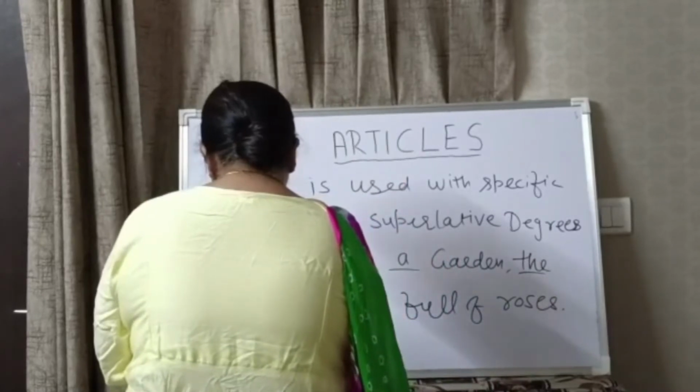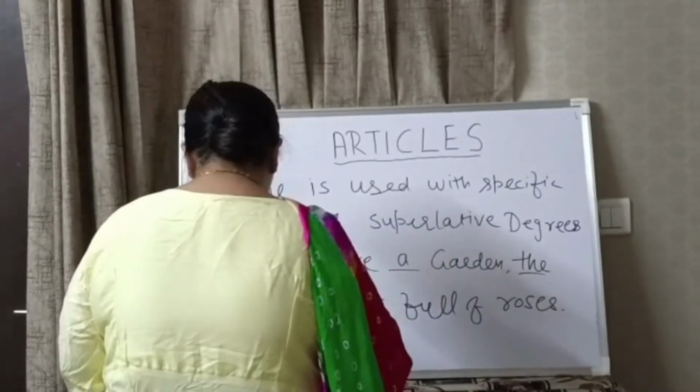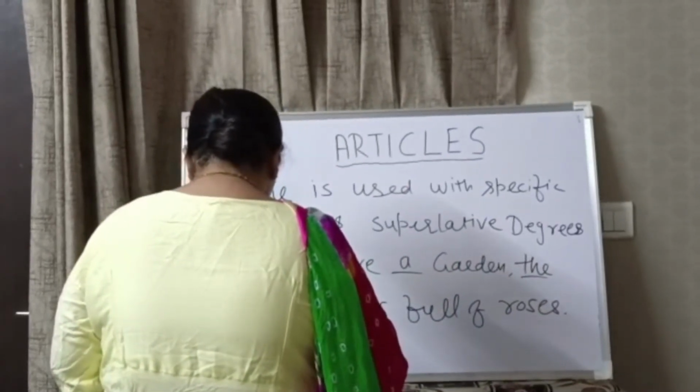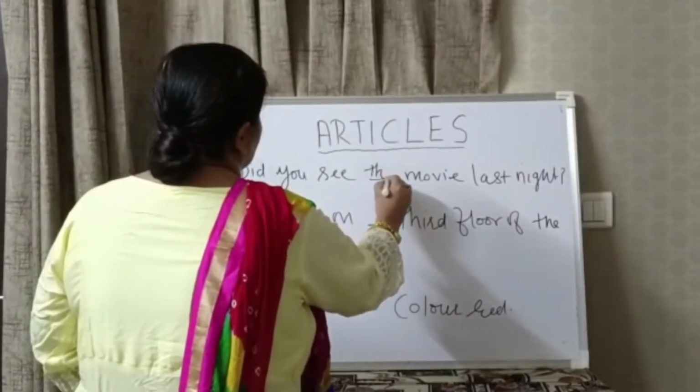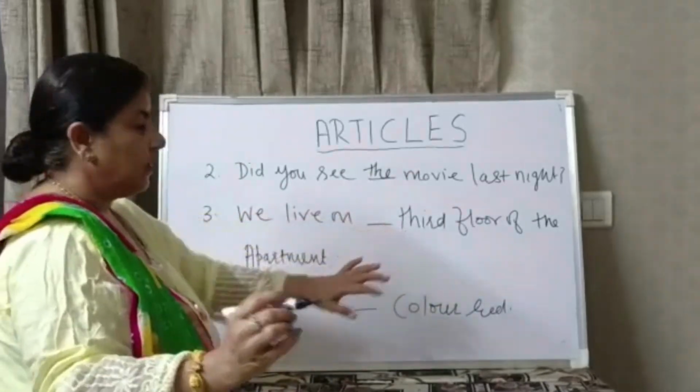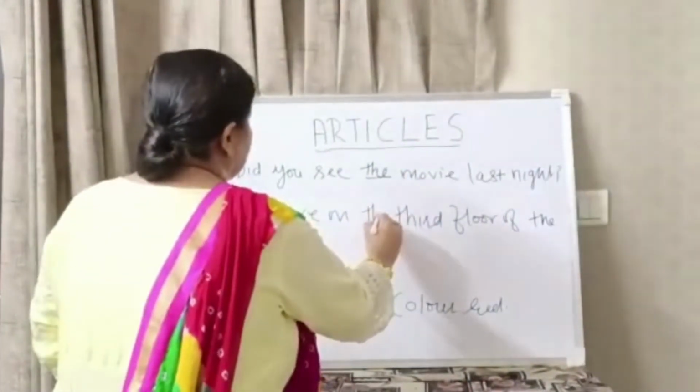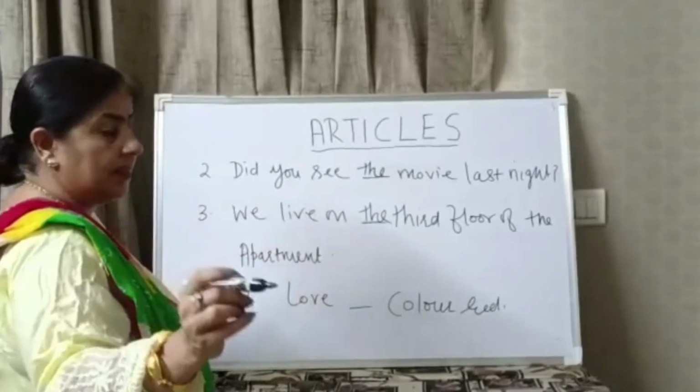Second one is, did you see the movie last night? Here I will write the. We live on the third floor of the apartment. I love the color red.